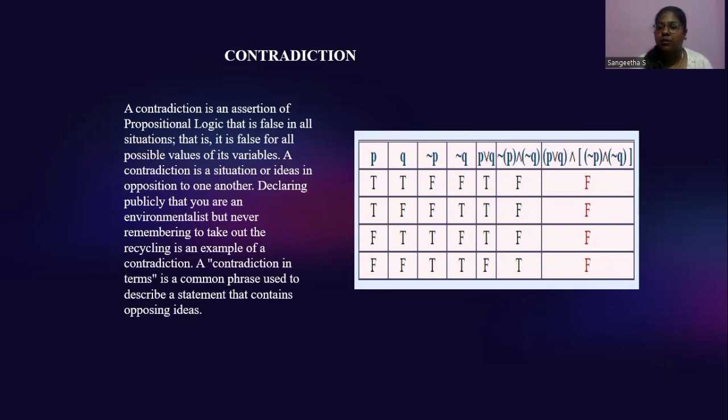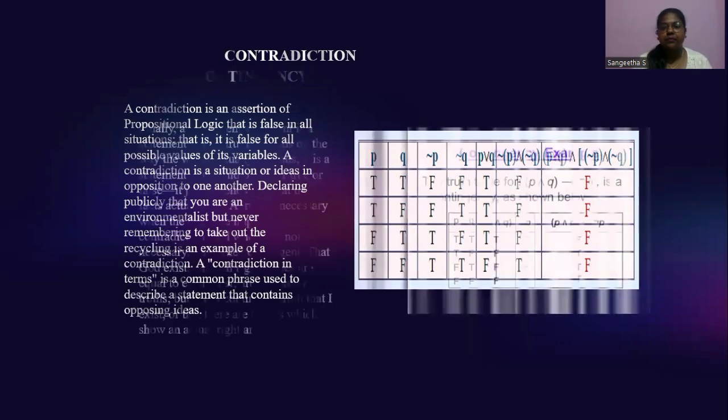Here we have considered a truth table as an example for contradiction, where we have taken P, Q, negation of P, negation of Q, P or Q, negation of P and negation of Q, and P or Q and negation of P and negation of Q. If we consider this truth table, the output will be false, false, false, false, where all the statements' outputs are false. Then this is the example for contradiction.